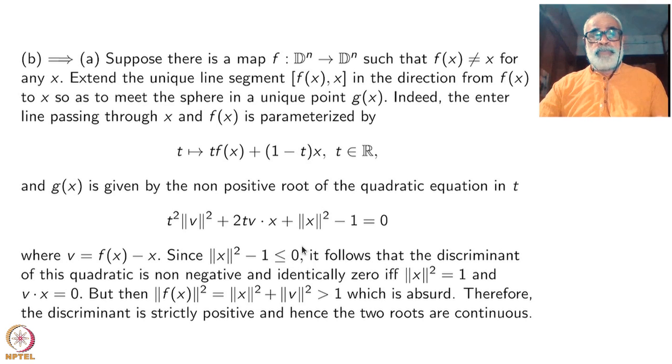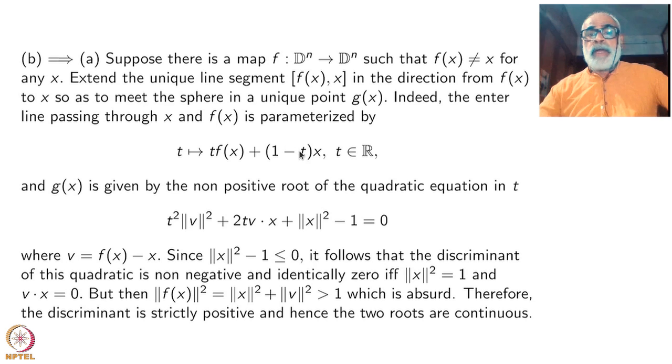Whenever something is 0, when the roots are equal and so on, there will be a problem about continuity, which root you are choosing and so on. So here the discriminant is strictly positive, so there is no problem about that. So continuity of the roots follows. What we have to take? We have to take the non-positive root of this, and that will give you the solution, which is a continuous solution.